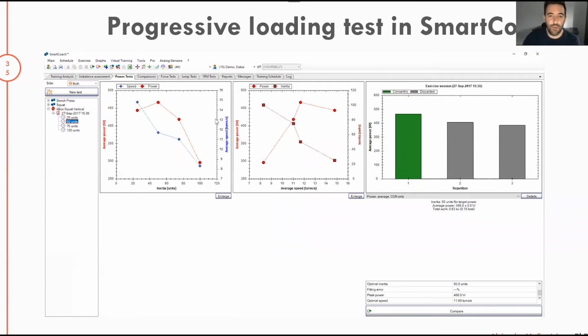This is, for example, how a progressive loading test looks on the SmartCoach. So you can have the peak power. Actually, the software is telling you what your optimal inertia is to improve your peak power, and what the estimation of your peak power is and at which speed you can achieve that.